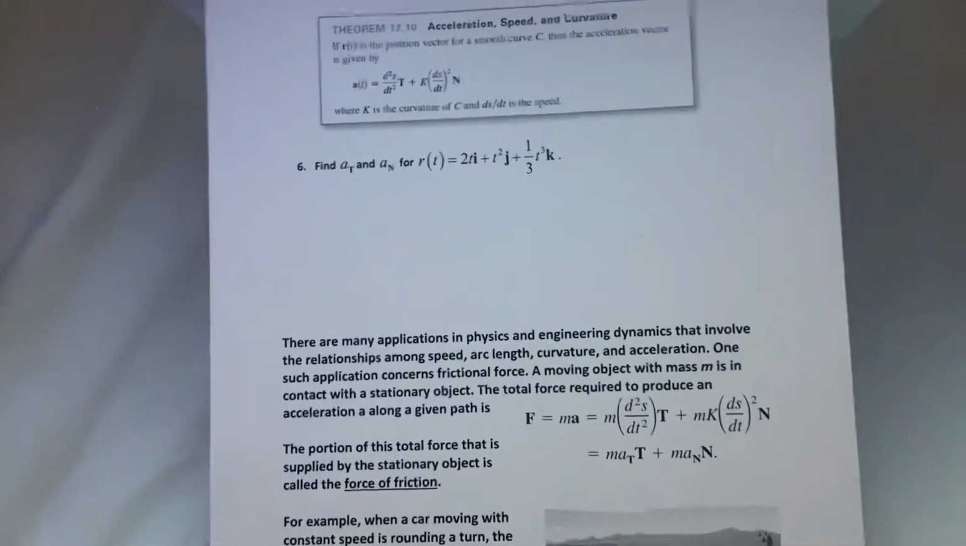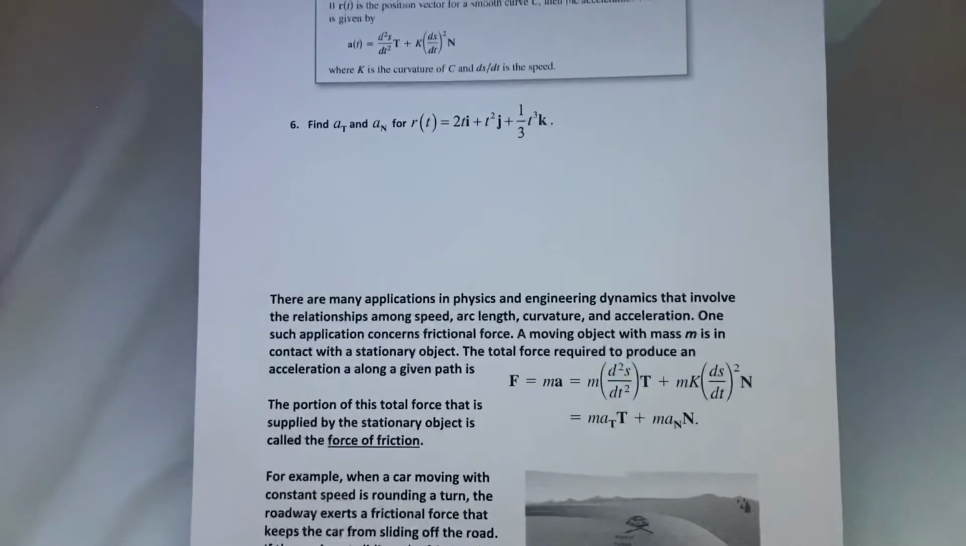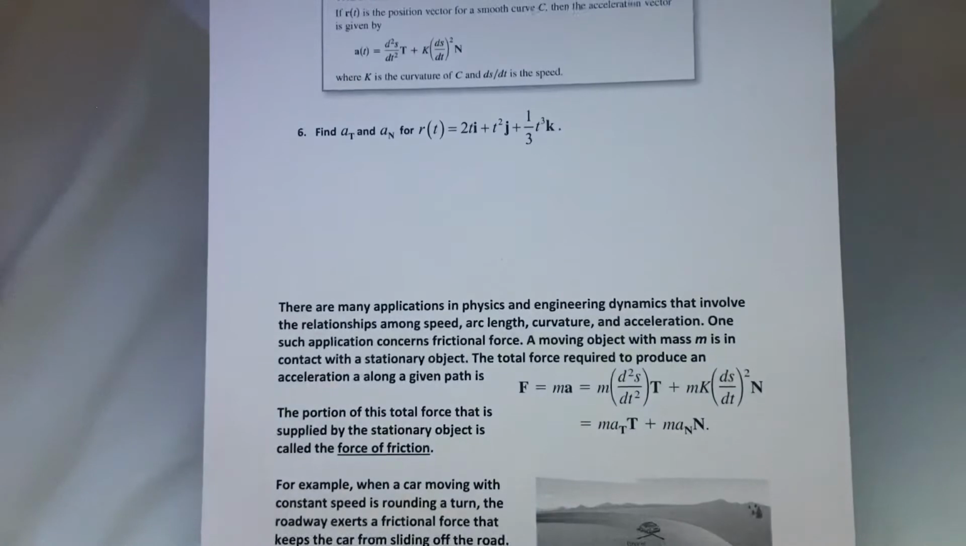Okay, so we've got acceleration, speed, and curvature. If r of t is the position vector for a smooth curve C, then the acceleration vector is given by a of t equals the second derivative of s with respect to time times the tangential component, T, plus kappa times (ds/dt) squared times the normal component, N, where kappa is the curvature and ds/dt is speed.